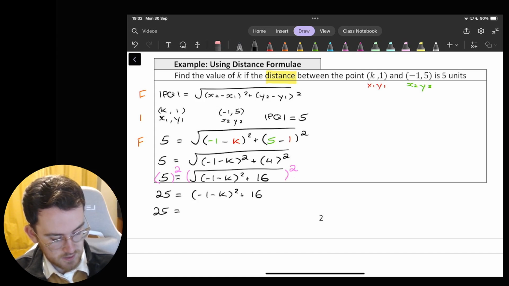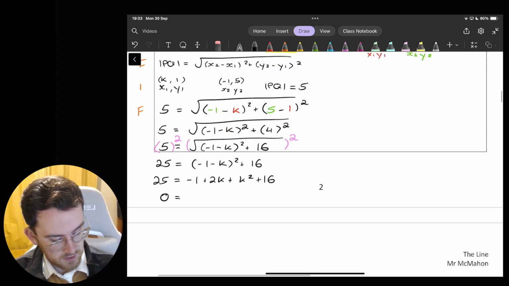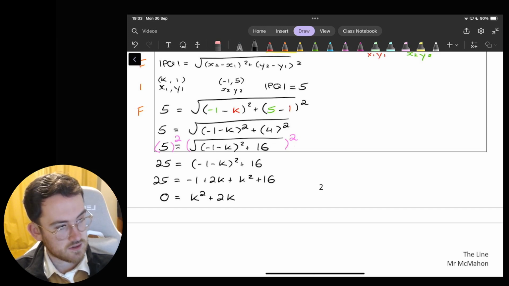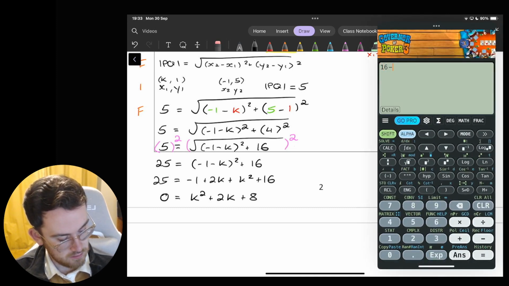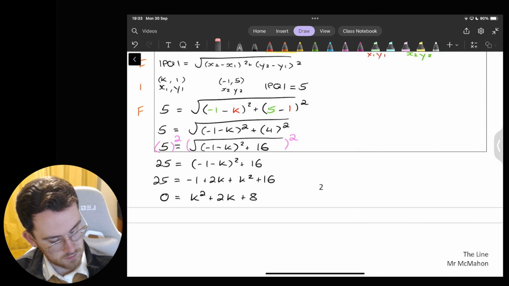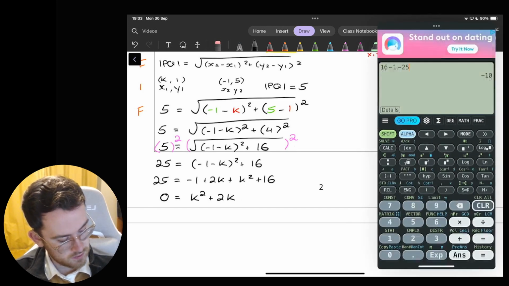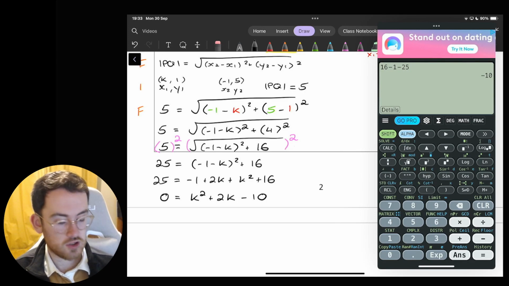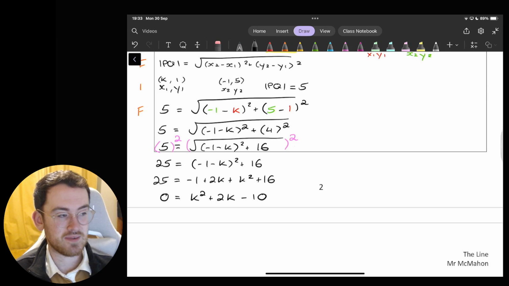Let's multiply out that bracket, making sure we don't forget our middle term of 2k there, plus k squared plus 16. Gathering everything together on this side, k squared plus 2k, and that's going to give me an overall answer of plus 8 here. Okay, so that's my 16 minus 1 minus 25. Oh, excuse me, gone wrong there somewhere. 16 minus 1 minus 25 is going to give me minus 10. So I want two numbers that are going to multiply to give me minus 10, but that are going to add to give me plus 2.